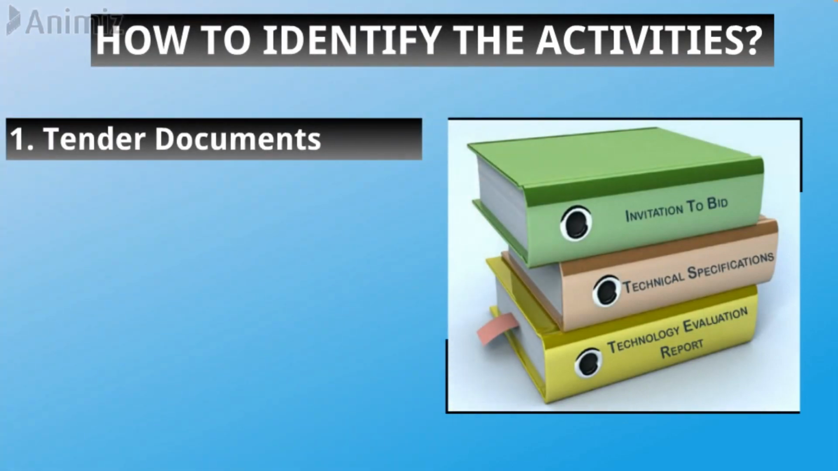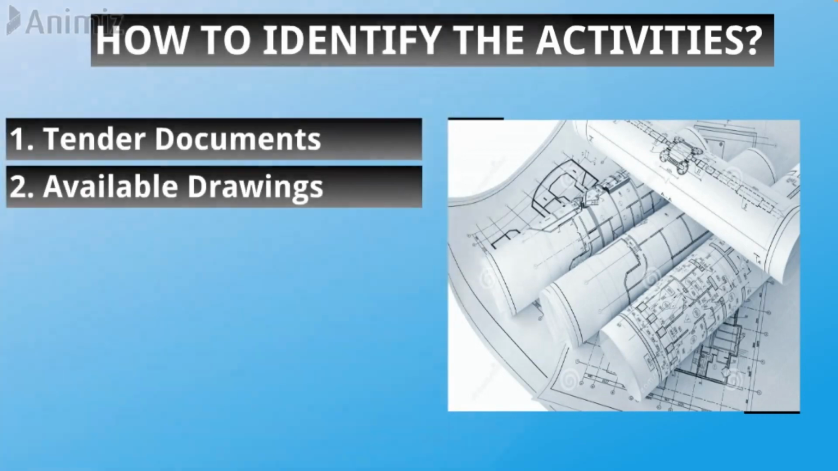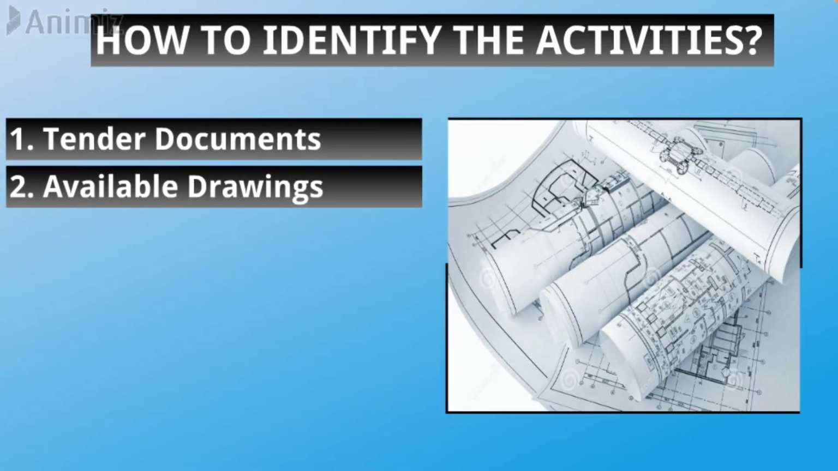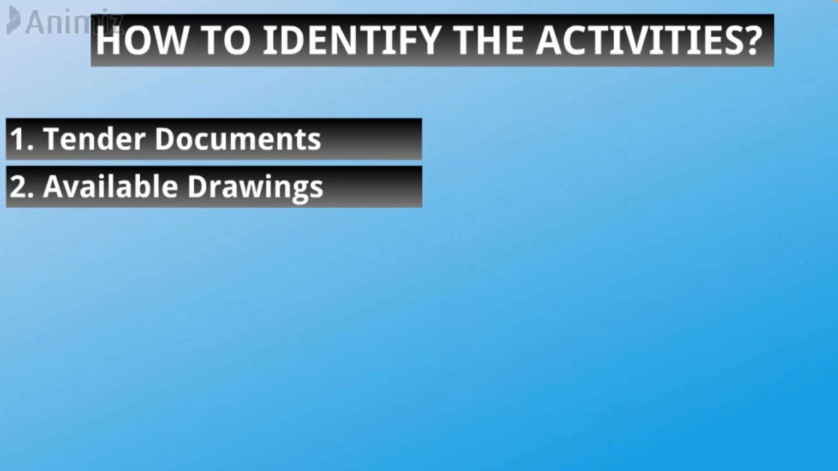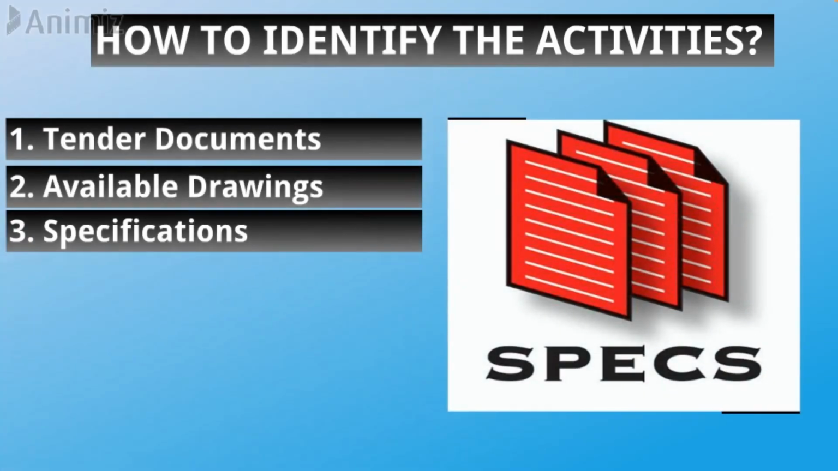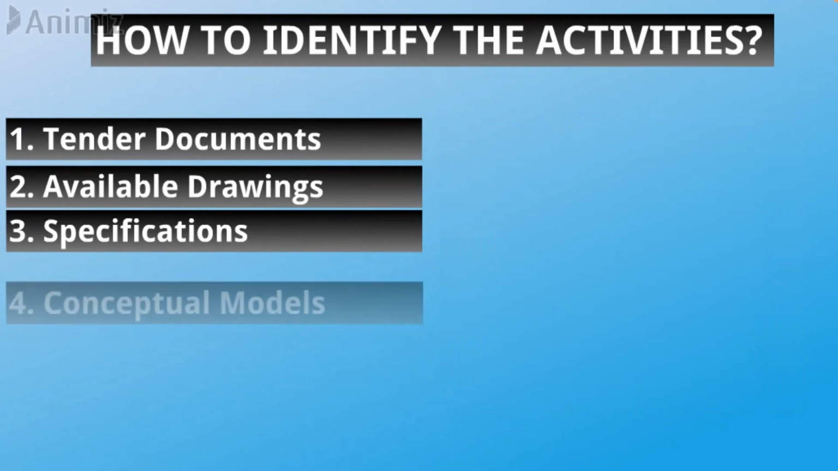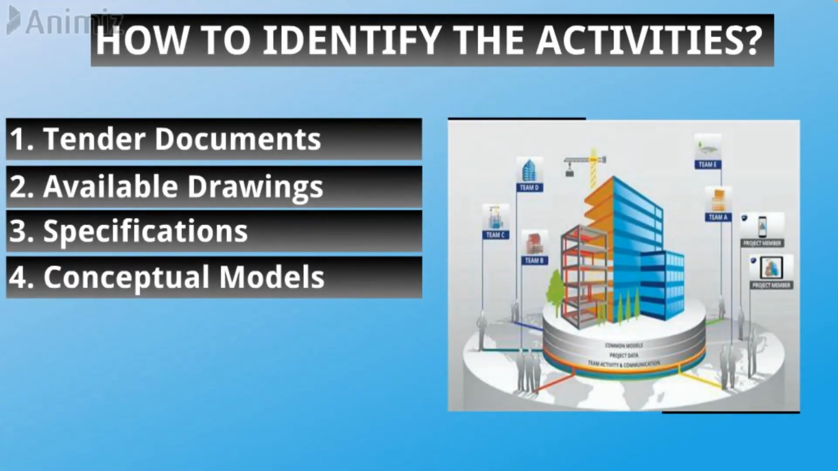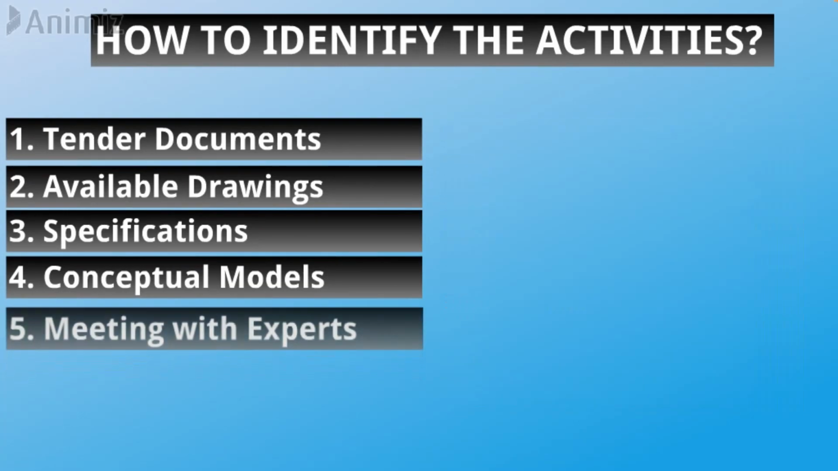You have to go through the tender document to get each detail of the project out of it, which can help in scheduling. The available drawings, whether it's conceptual drawings or good for construction drawings, need to be understood in detail to break the entire project into smaller work packages. Specifications also help us to understand the methodologies, which can help us to define the sequence of activities. The conceptual models can help us to understand more about the project and the critical aspects which need to be started in the early stage.